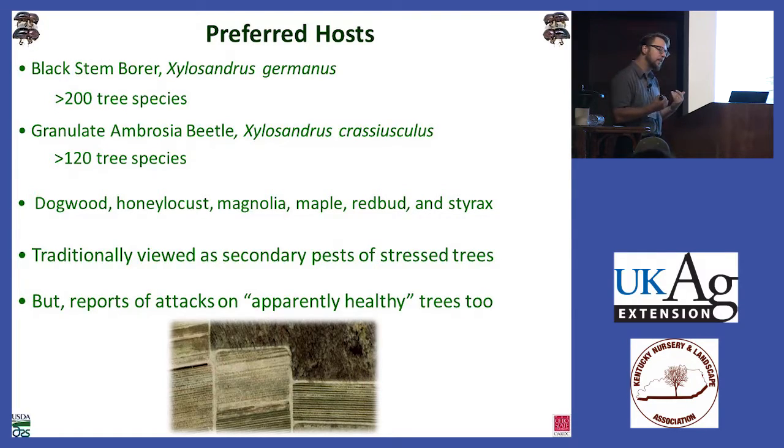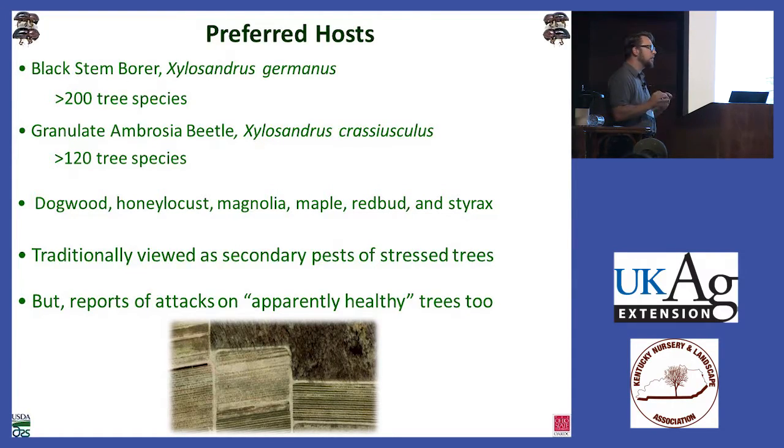Now we do see that, somewhat, and this is regional too, dogwoods, honey locusts, magnolias, maples, redbuds, and in Ohio, styrax. Those tend to be among the more commonly reported species that are attacked.